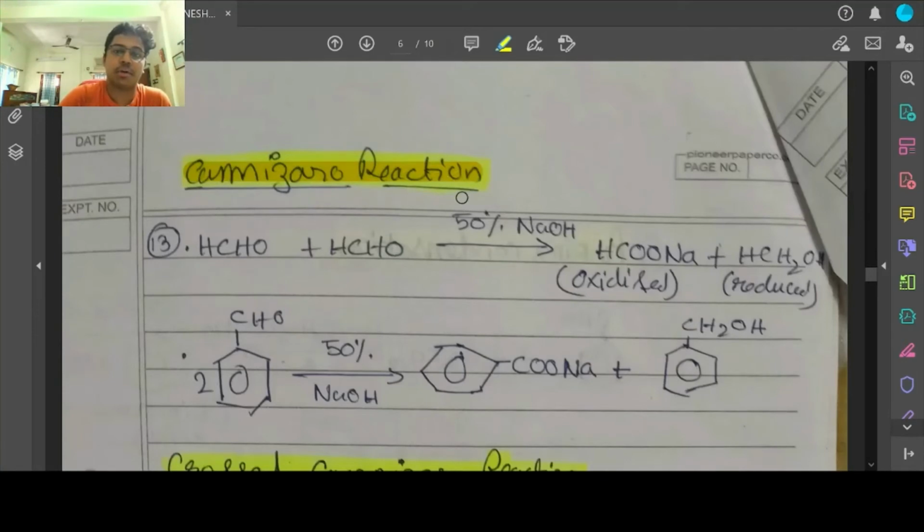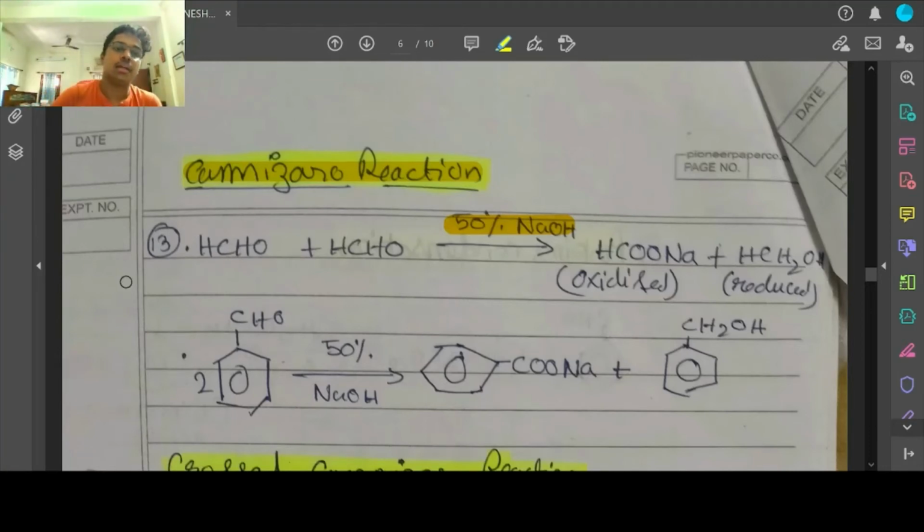Now comes the Cannizzaro reaction. This is very important. Note that in aldol condensation, we use 10% NaOH, but in the Cannizzaro reaction, we will be using 50% NaOH. In aldol condensation, we had direct aldol condensation and cross aldol condensation, so the two compounds might be the same or different. But in any Cannizzaro reaction, the two reacting compounds must be the same.